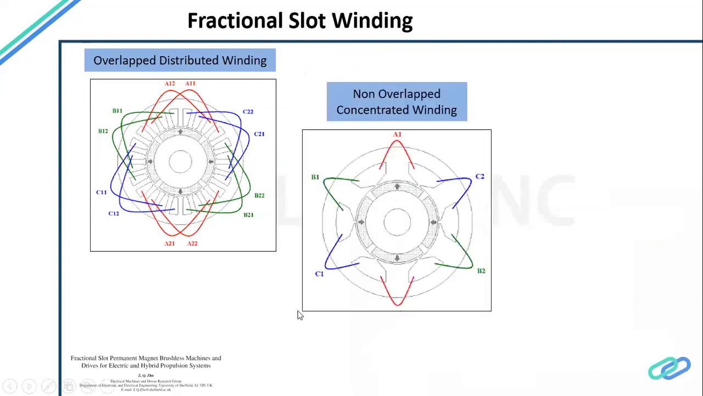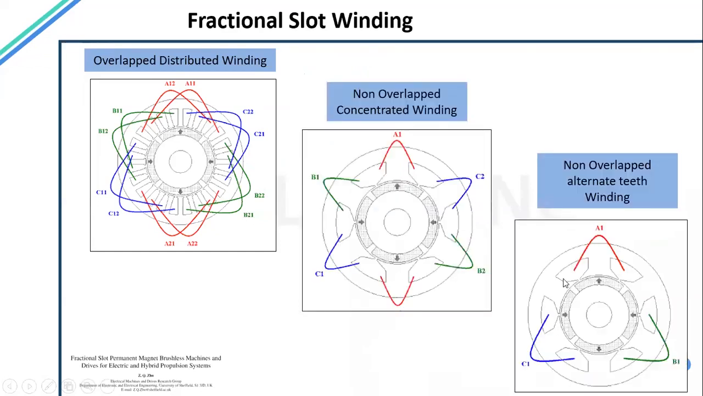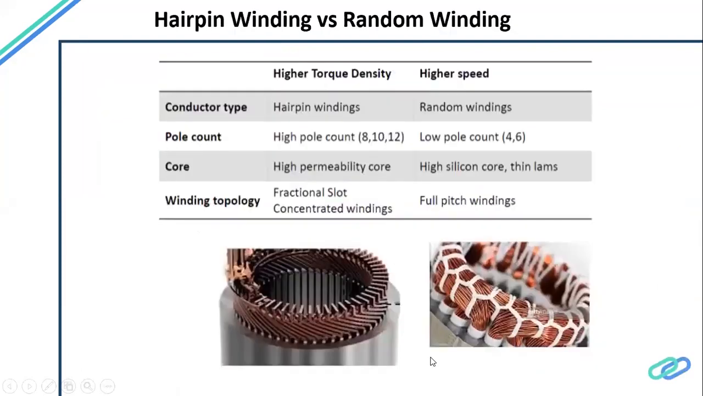Say overlap winding, non-overlap winding, or alternate tooth winding. There are different fractional slot windings available. We'll run through when we should have fractional slot winding, which winding to select, and which windings are more appropriate for a particular application. They are all the options, or what I'm trying to project here is all the design space that is available for us. So these are all the parameters that we can play with when we design.